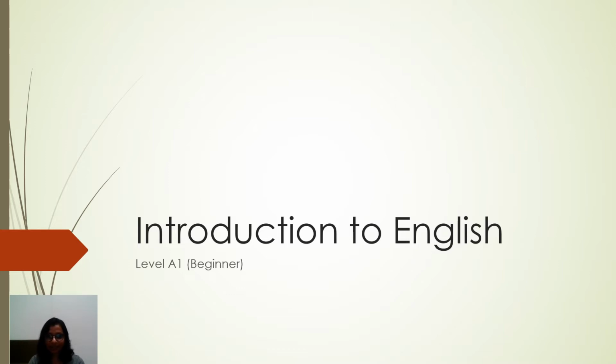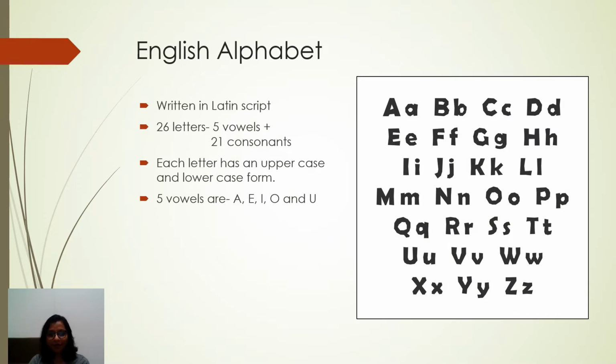So let's begin. Okay, so let's start from the very basic, from the English alphabet itself. The English alphabet is written in the Latin script and it comprises 26 letters, which have 5 vowels and 21 consonants. Now each letter has an uppercase and a lowercase form as listed out here.